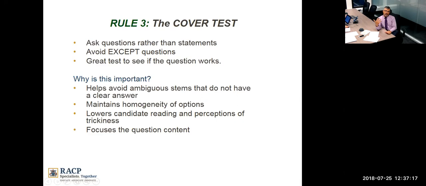And what the cover test identifies is questions that tend to have ambiguous stems that don't have clear answers, or a lack of homogeneity of the options. It lowers candidates' reading and perceptions of trickiness, and also it helps you focus on the content. So I'll give you a couple of examples and you'll see what I mean.